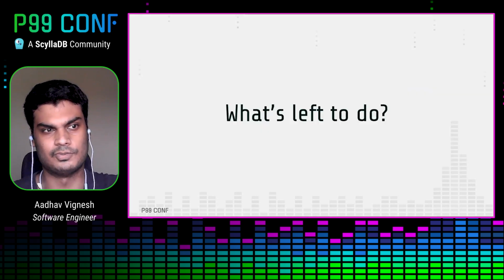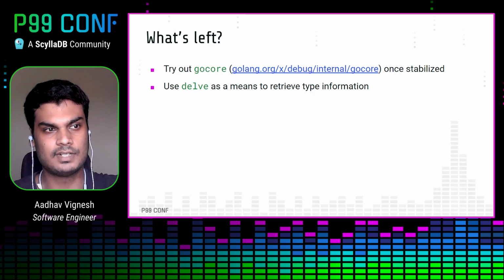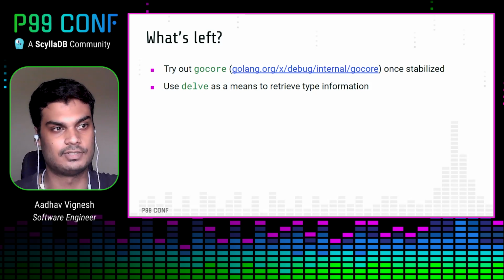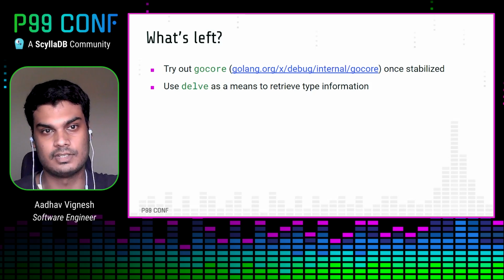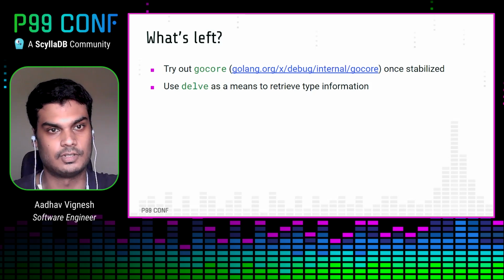So what's left to do? I personally wanted to try GoCore once it's stabilized, but another interesting idea which I'm exploring right now is to use delve as a means to retrieve type information, as it could be really beneficial for the visualization.